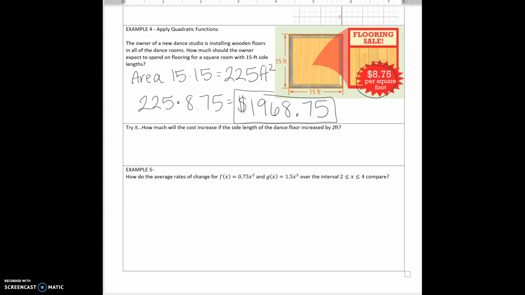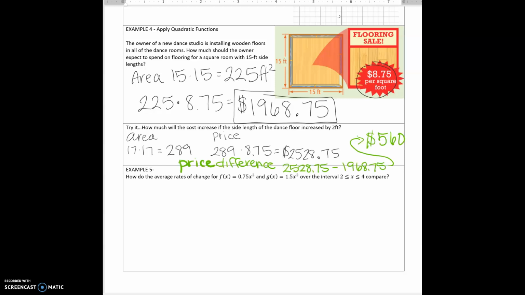So how much will the cost increase if the side length of the dance floor is increased by 2 feet? So now both sides are being increased, so it's a 17 by 17. Okay, so find the area. 17 times 17, 289. Times that by the price, and you get $2,528.75. But it's asking how much will the cost increase. So we have to subtract those and get the fact that it increases by $560.